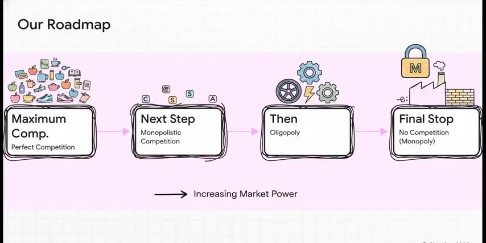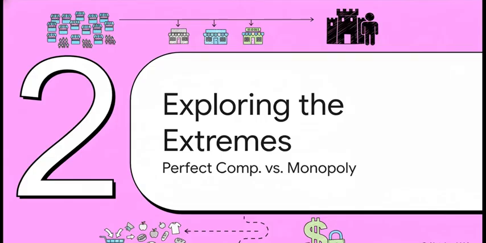All right, so here's the game plan. We're starting at maximum competition, or what the experts call perfect competition. From there, we'll hop over to monopolistic competition, then oligopoly, and we'll finish up at the complete opposite end. No competition, a monopoly. But first things first, let's look at those two extremes. Yeah, by getting a handle on the two polar opposites first, everything in between, where most actual businesses operate, is going to make a whole lot more sense.